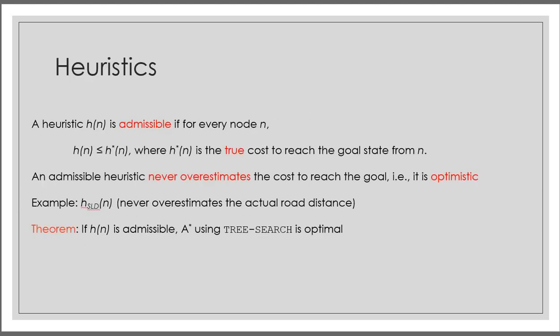We are moving to the next method, that is heuristics. A heuristic h of n is admissible if for every node n, h of n is less than or equal to h star of n, where h star of n is the true cost to reach the goal state from n. An admissible heuristic never overestimates the cost to reach the goal, that is, it is optimistic. For example, h SLD of n never overestimates the actual road distance. Theorem: if h of n is admissible, A star using tree search is optimal.